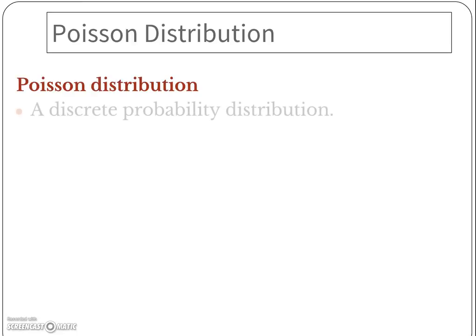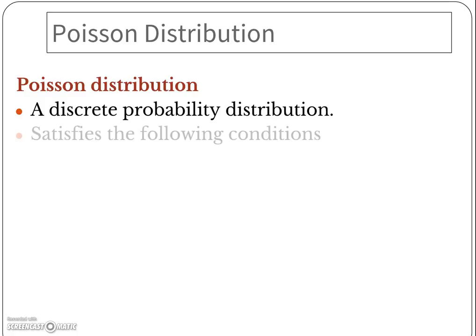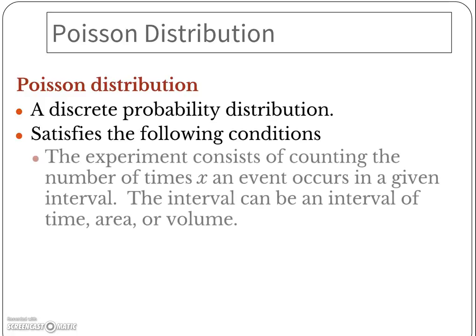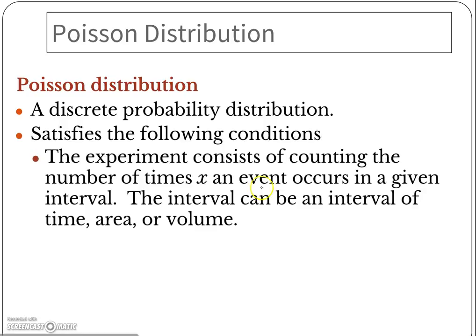The next distribution we're going to talk about is the Poisson distribution. The Poisson distribution is a discrete probability distribution that satisfies the following conditions. The experiment consists of counting the number of times X, an event, occurs in a given interval. So the number of times something happens in a given time frame, some sort of interval. The interval can be an interval of time. Sometimes it could be area or volume. We're going to do an example today about time.